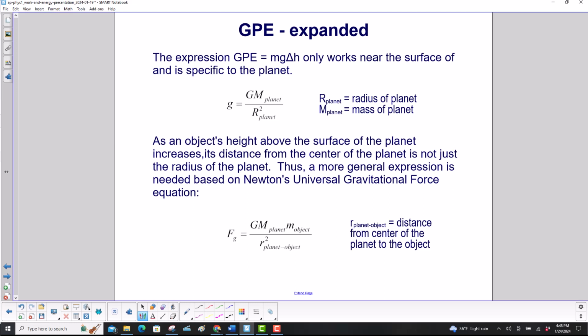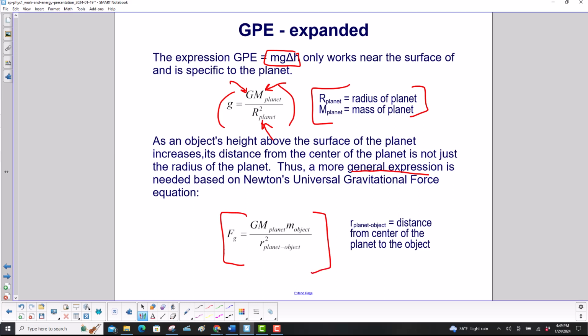The expression GPE equals mg delta h only works near the surface of, and is specific to, the planet. So here's little g, universal gravitational constant, mass of the planet, and then the radius of the planet. As an object's height above the surface of a planet increases, its distance from the center of the planet is not just the radius of the planet anymore. Thus, a more general expression is needed based on Newton's universal gravitational force equation. This time, the force will be G m planet m object over r squared, where r planet-object is the distance from the center of the planet to the object.